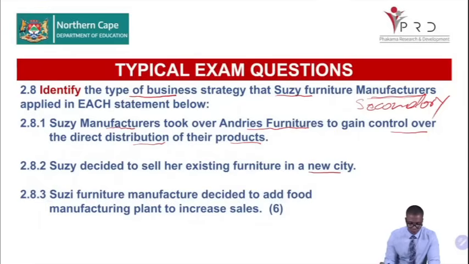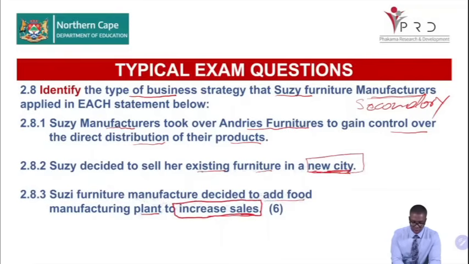So now, when you look into those aspects, you'll tell here that when they say Suzy decided to sell her existing furniture in a new city, it means Suzy is taking an existing product and selling it to new customers, because the new customers will be from the new city. And then we also say Suzy Manufacturer decided to add food manufacturing plant to increase sales. To increase the what? The sales. Now let's go back up to say what is the answer here.